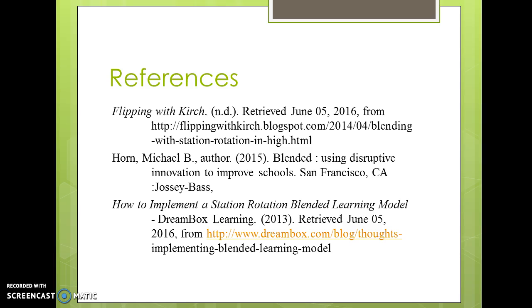Here are some references that I had. Obviously I included our textbook that we are using within this class, and then a couple different websites that gave me some great information as far as what experiences these people have personally had flipping their classroom and bringing in that blended model with station rotation.